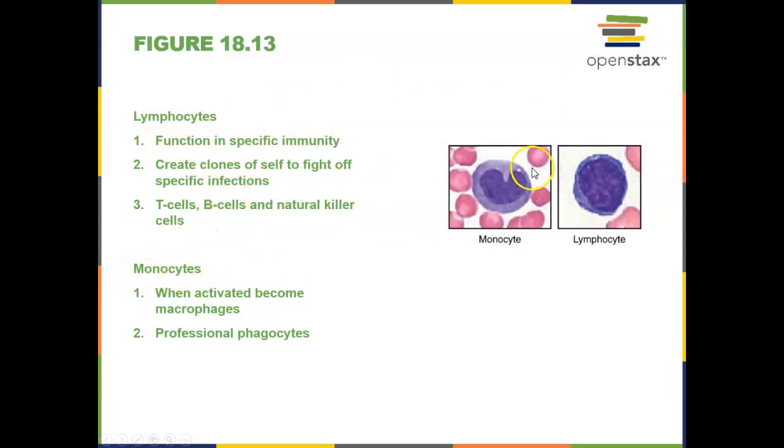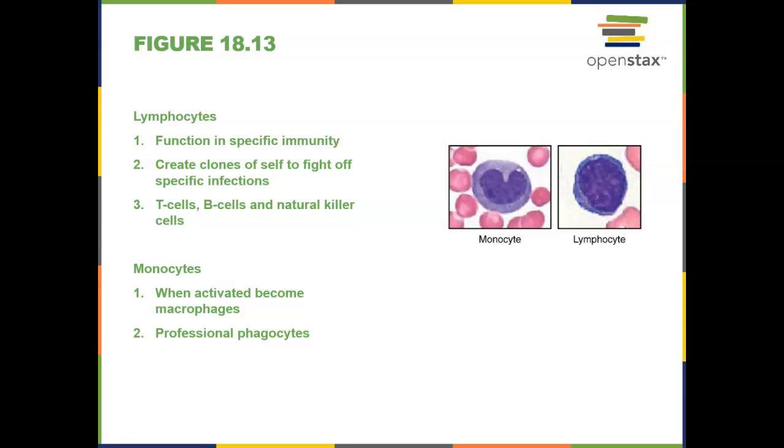And then we have monocytes. So monocytes here are your largest of your white blood cells. And when they get activated, they become macrophages. And they have these little projections off of their plasma membrane that allow them to phagocytize a lot of material. Macrophages are like your professional phagocytes.